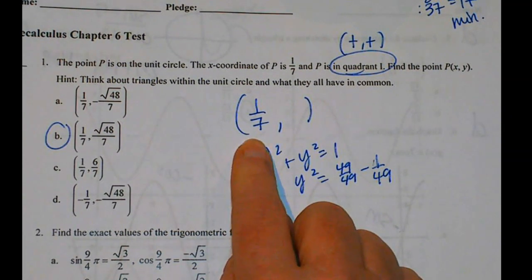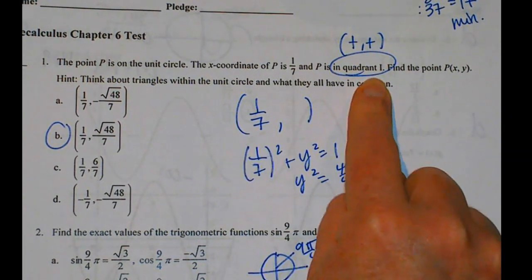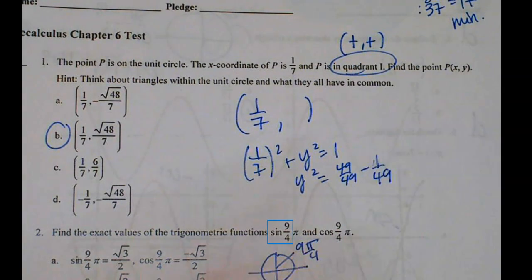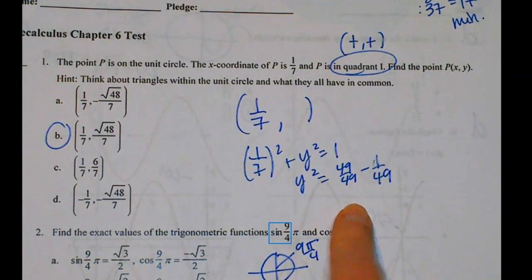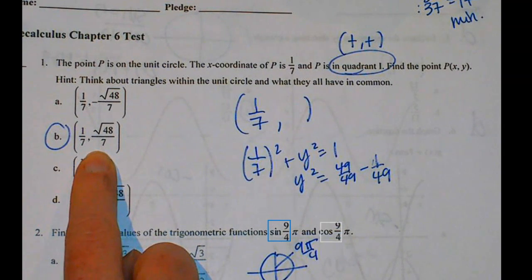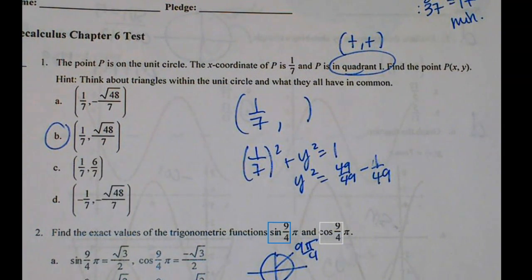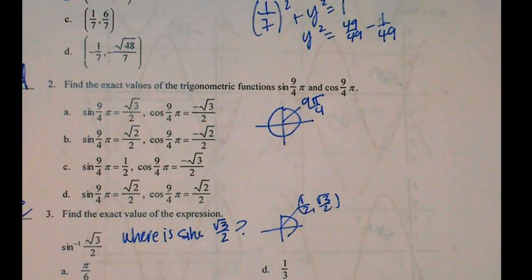It told me this one. They told me quadrant 1, so I wrote plus plus. And then I figured it out. It should have been the square root of 48 over 7, and positive. We had homework problems kind of like that. B. I think everybody did pretty good on that one.